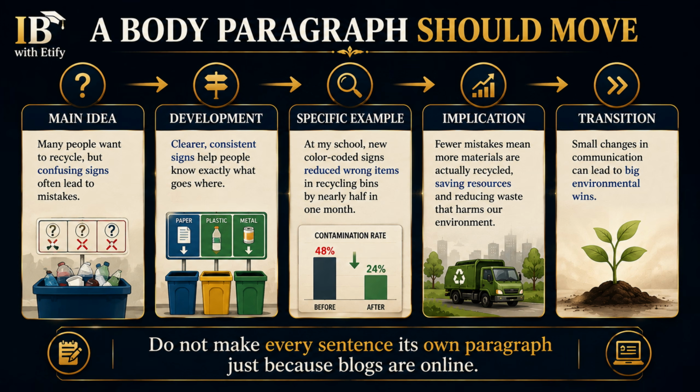A useful body paragraph often has an internal movement: main idea, development, specific example, reflection or implication, and transition. For example: The campaign also exposed a problem none of us had expected. Many students misunderstood what could actually be recycled. Labels such as compostable and biodegradable sounded environmentally friendly, but that did not necessarily mean the items belonged in our school recycling bins. After speaking to the facilities team, we replaced vague posters with photographs showing exactly where common lunch items should go. Within days, contamination in the recycling containers had noticeably fallen. Sometimes environmental progress depends less on convincing people to care and more on making the correct action clear.